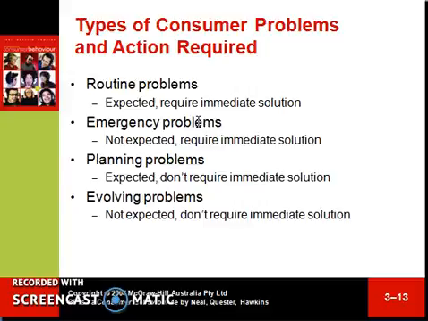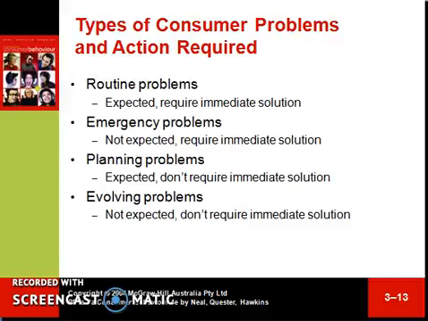Types of consumer problems and required actions. First is routine problems, expected, which require an immediate solution. Problem types like need food, need fuel, etc. Emergency problems are not expected but require an immediate solution. For example, a flat battery in the car plus the need to get to work.